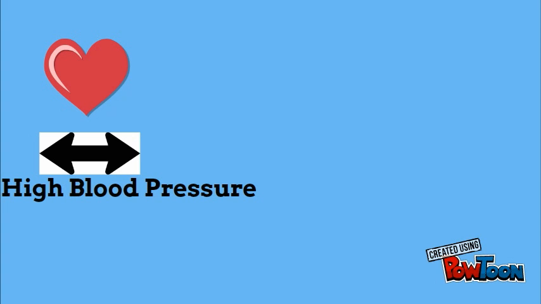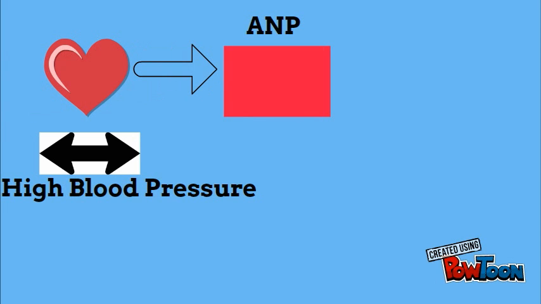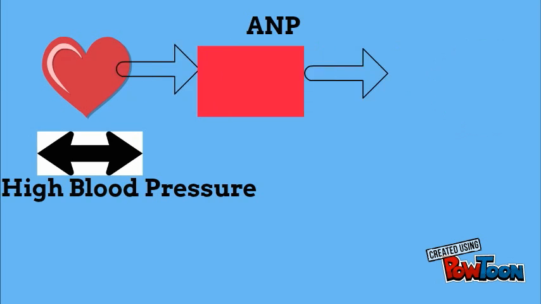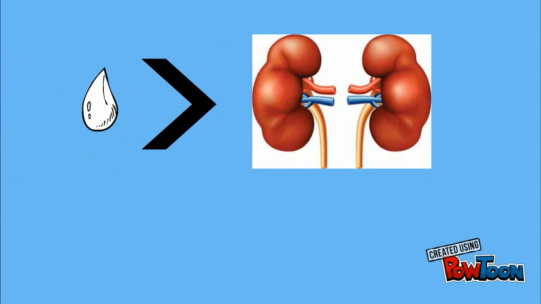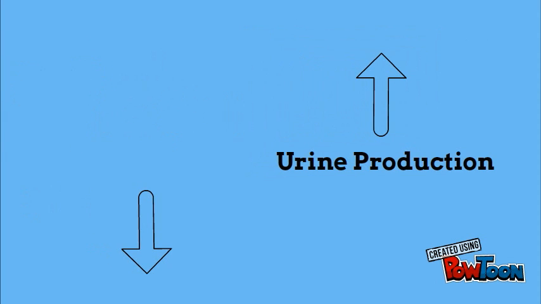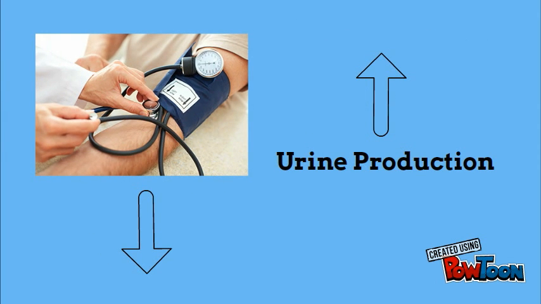Stretching of the right atrium of the heart due to a high blood pressure causes secretion of ANP hormone into the blood. This causes the kidneys to absorb water from the bloodstream and for blood vessels to relax. Blood pressure decreases and urine production increases.